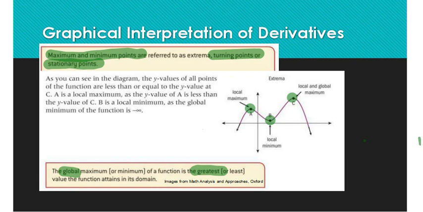A is a local maximum. We have another maximum at C. C is the global maximum because its y value is greater than the y value of A. So we have here B as the local minimum, and the global minimum of the function is negative infinity, which is exhibited by this arrow. It's going down, so it goes on and on, infinitely small.